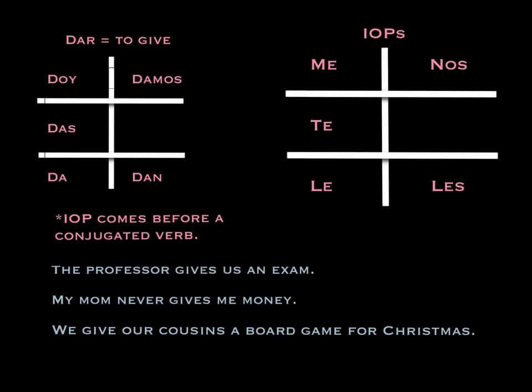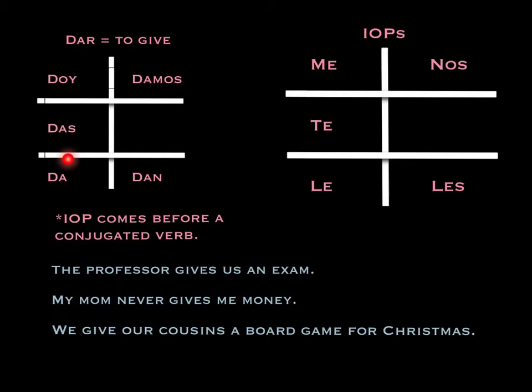So in the sentence, the professor gives us an exam. I want you to ask yourself two questions. First, who is giving? That person is going to receive the form of the conjugated verb. You already know how to conjugate a verb, so let's figure out that first. And in this case, you can see clearly that the professor gives. That would be he gives. So we go to our he form of our verb to give.